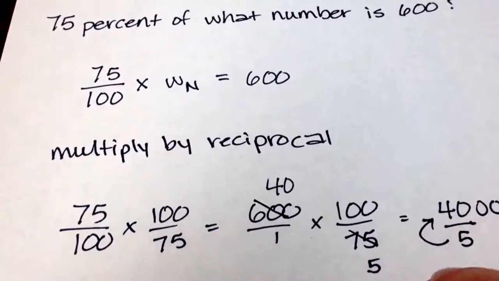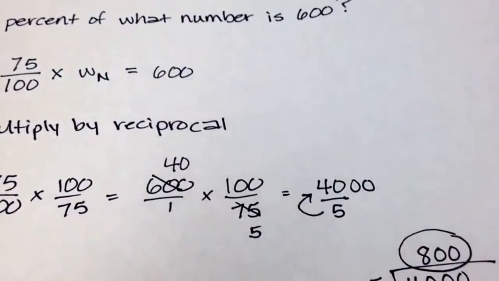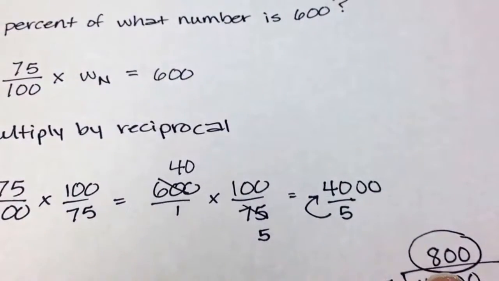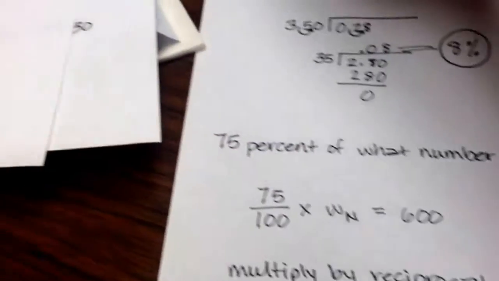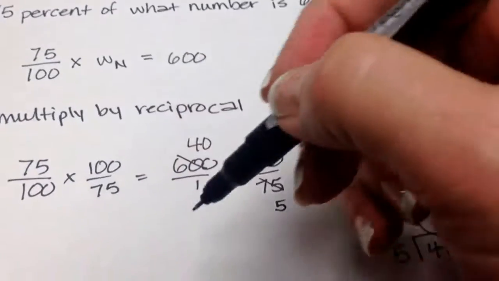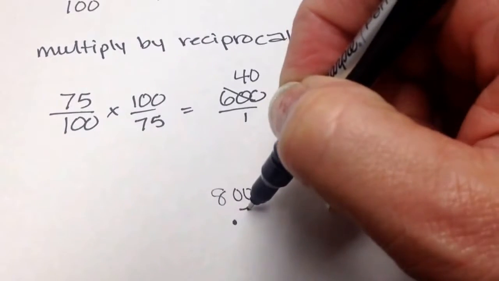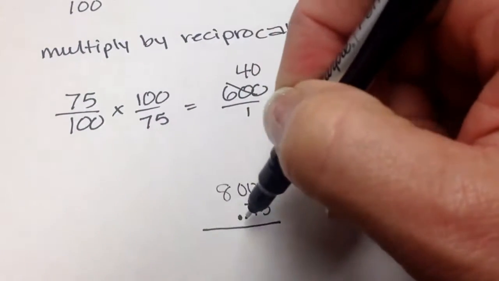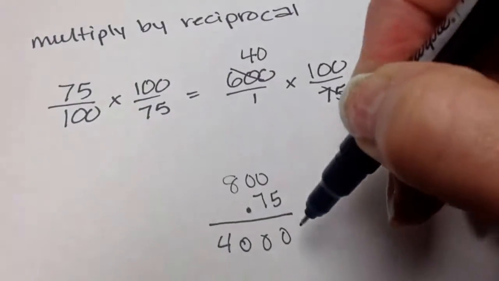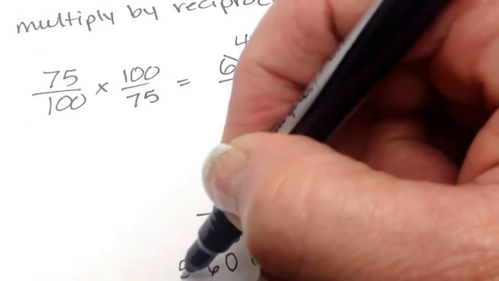Guess what? We can reduce that down. And now we have 4 over 1 times 100 over 1. Multiply across. I have 1 as my denominator, 400 as my numerator. I need to get a percent, or not a percent, I need a number. So I'm going to divide, and I get 800.